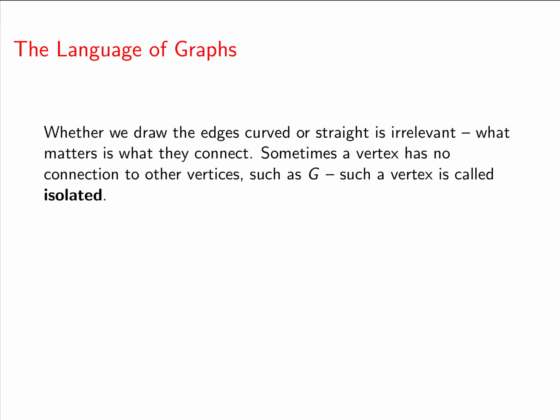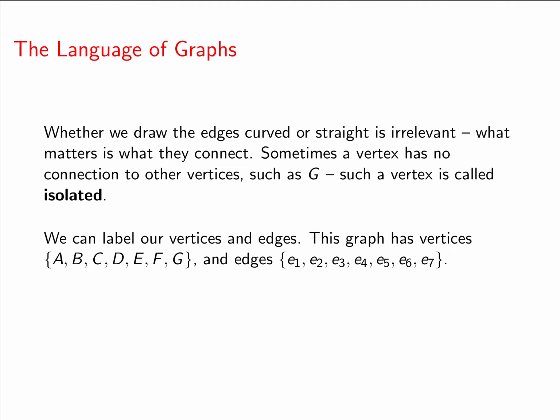Now sometimes a vertex has no connection to other vertices. So back in our picture, that would be vertex G. That vertex is called isolated. And of course, we'll want to label our vertices and edges for further discussion. So this graph has vertex set A, B, C, D, E, F, G, and has edge set E1 through E7.